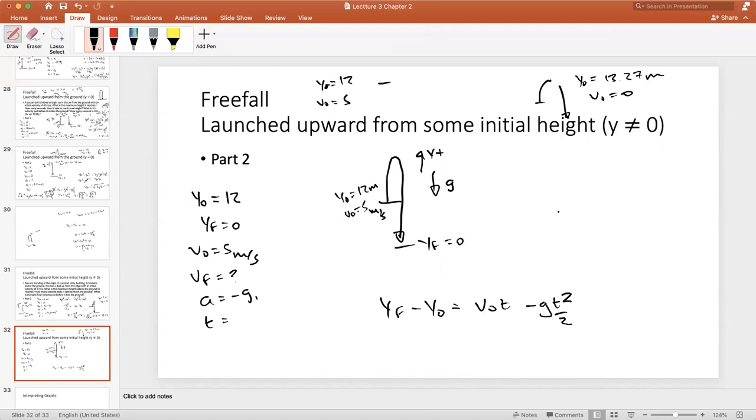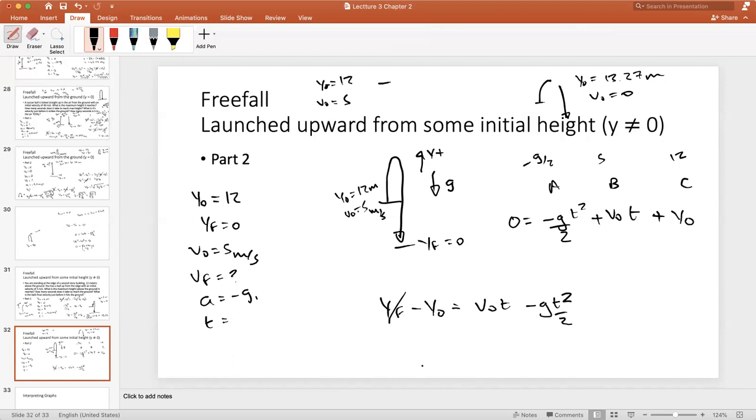You might think, oh, I could use v final. Nope, you don't have v final. This is the only equation without v final. And unfortunately, this is a quadratic. Y final minus y initial is 0. So what I get is 0 equals minus g t squared over 2 plus v naught t plus 12. Sorry, I'm doing that bad thing of plugging numbers in. So here's my A, here's my B, and here's my C. My A is negative g over 2, my B is 5, and my C is 12.